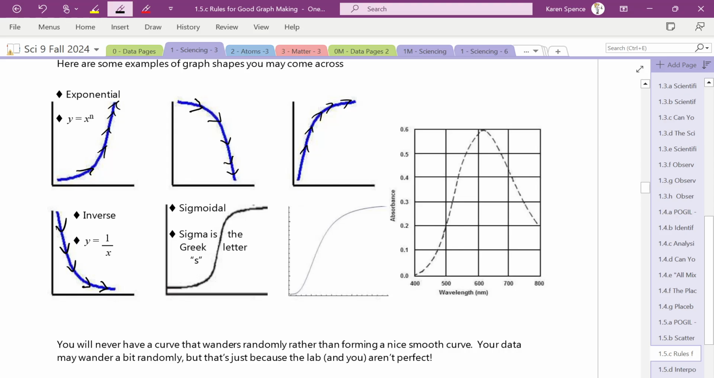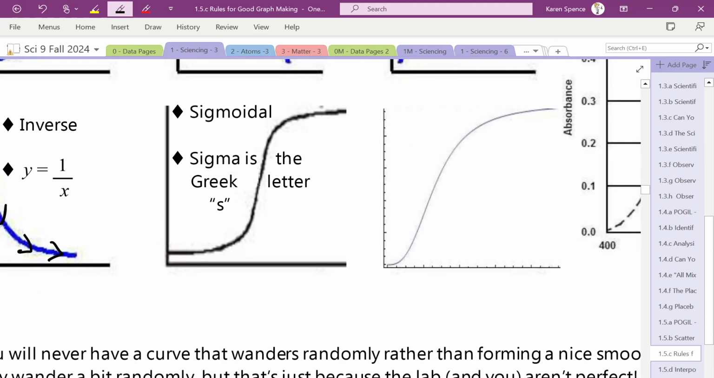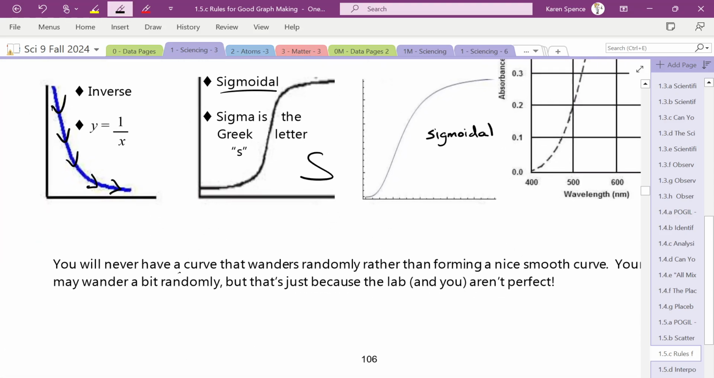And then there's this fun one. This one, if you take Chemistry 12, you will see this graph. You do not need to know the word sigmoidal, but it is called a sigmoidal graph because the sigma is the Greek letter S. And what does that curve look like? It looks like an S. You don't need to know that name though. And this one here is also sigmoidal. It's just not as obvious. We will never have a curve that wanders randomly.